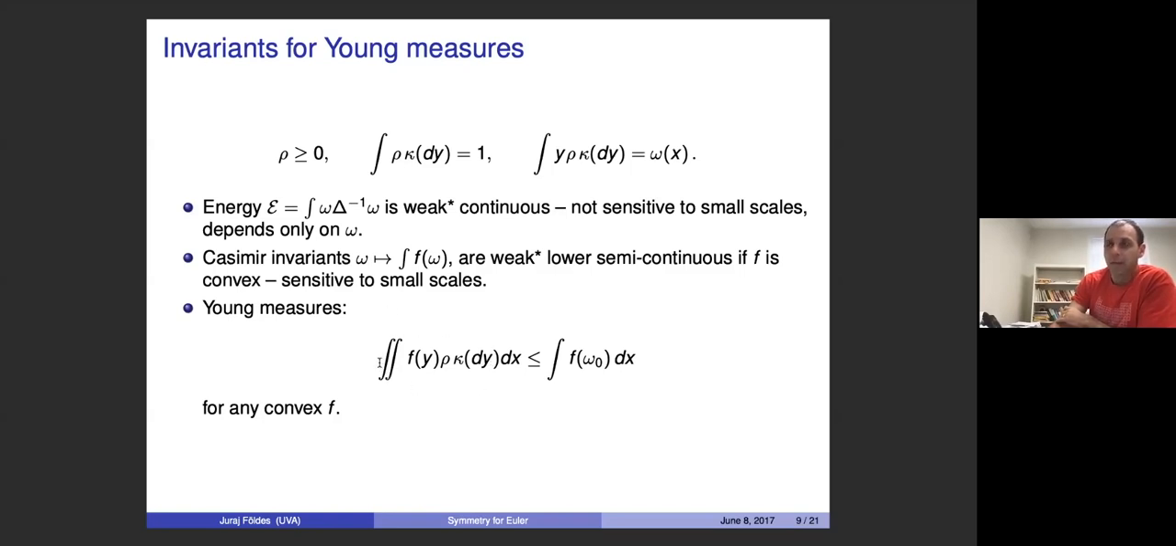So in terms of these Young measures, the Casimir invariants are going to be translated into this constraint: the integral of f of y times rho kappa dy dx should be less than or equal to the one for my initial condition. Again, this is coming from the constraint plus the lower semi-continuity, and this is true for any convex f.